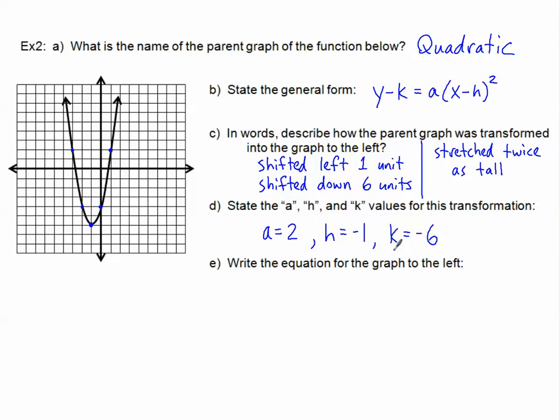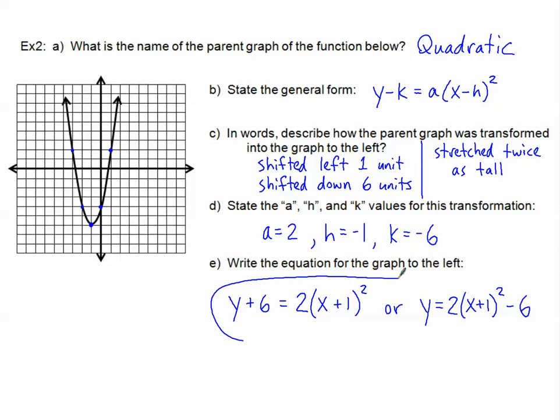Once we find a, h, and k, we just plug them right into our general form, and we'll have our equation. So we've got y, since k is negative 6, this would turn into plus 6, because we'd be subtracting a negative 6, y plus 6 equals the value of a, which is 2, and then my set of parentheses, which would be x minus the value of h. x minus negative 1 is x plus 1, and then the quantity squared. So that's acceptable. Some people don't want to write it as y plus 6. They'd rather write it as y equals 2 times the quantity x plus 1 squared, and then k is just negative 6. And that's absolutely fine as well.